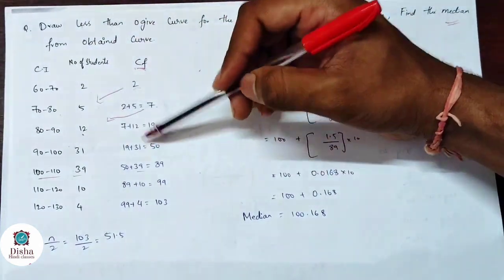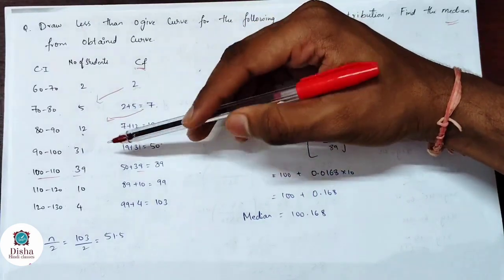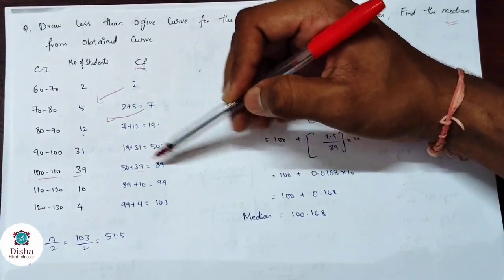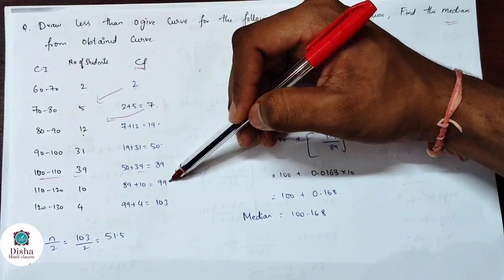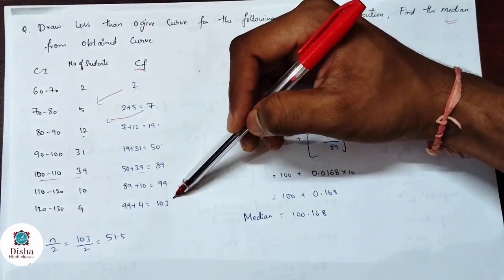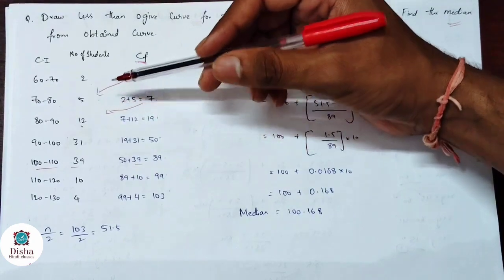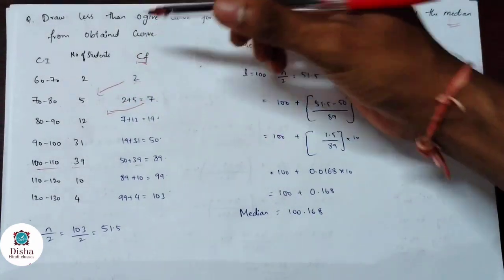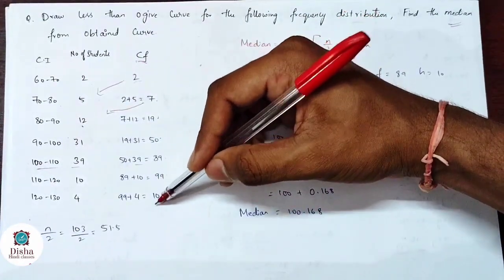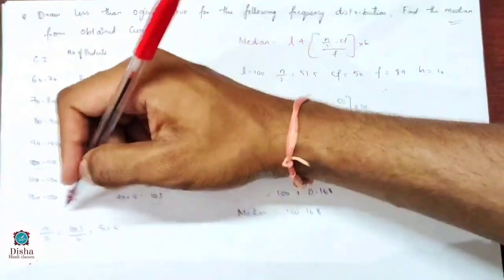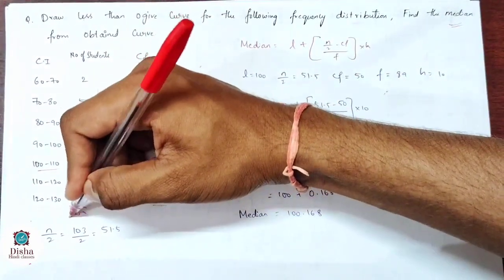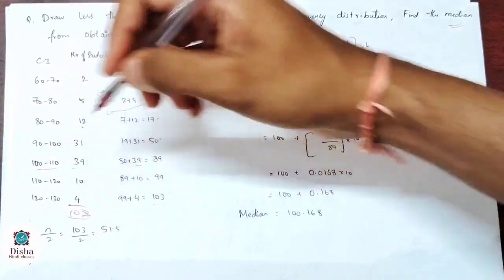7 plus 12 equals 19. Then 19 plus 31 will give us 50. Then 50 plus 39 will give us 89. 89 plus 10 will get 99, and 99 plus 4 will get 103. So these are the less than cumulative frequencies for the given class intervals. We have got 103 as the total of frequencies. If we total this also, we'll get 103 itself.